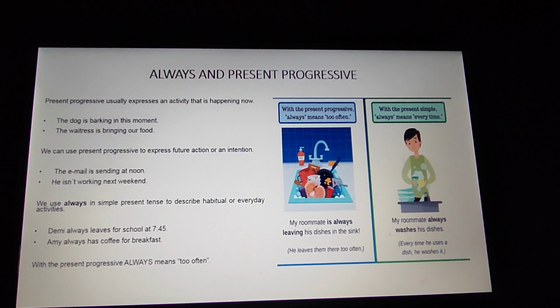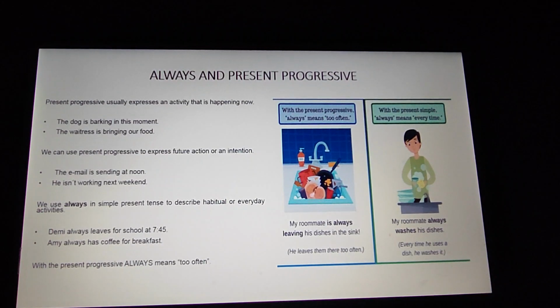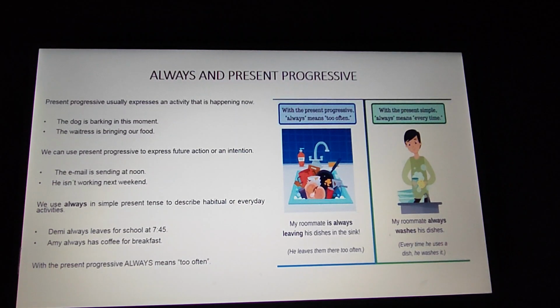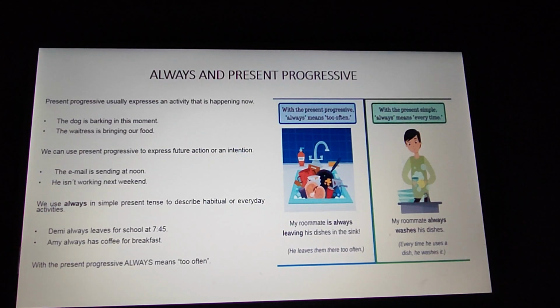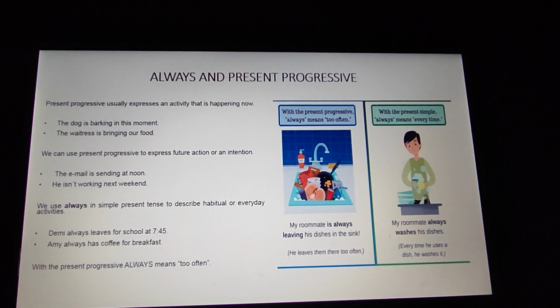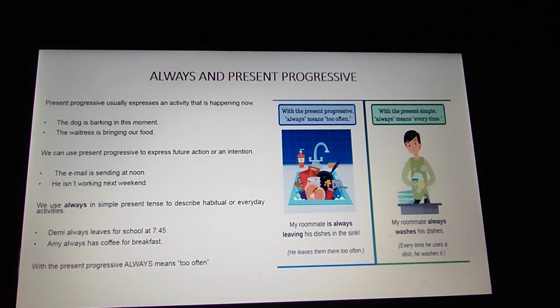Remember that with the present progressive, always means too often. Let's look at the image. With the present progressive, always means too often. My roommate is always leaving his dishes in the sink. He leaves them there too often. With the present simple, always means every time. My roommate always washes his dishes. Every time he uses a dish, he washes it.